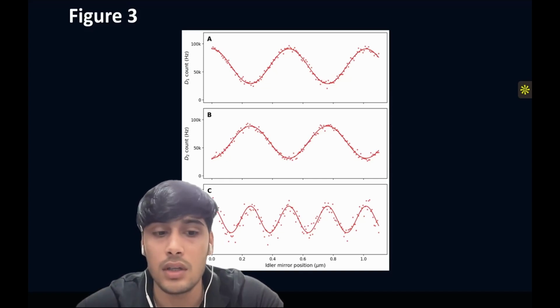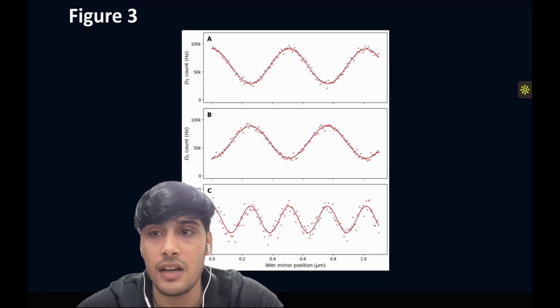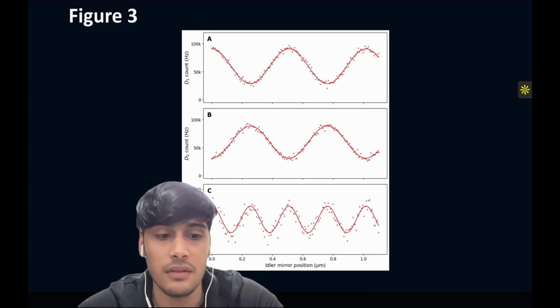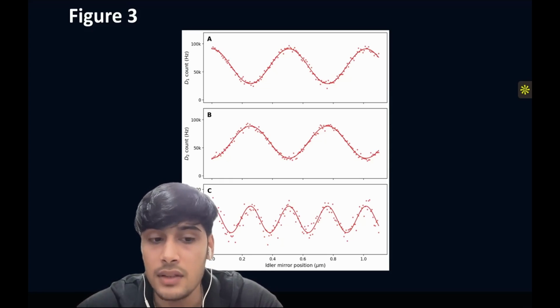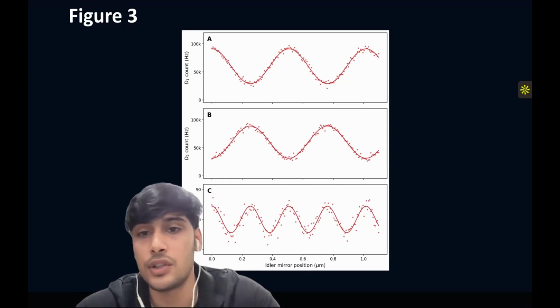Now, look at the bottom panel carefully and compare the x-axis scale with the panel above. The coincidence count rate, that is simultaneous clicks at both D1 and D2, also oscillates sinusoidally, but count the number of oscillations across the same 1.1 micron range. In panels A and B, you see roughly two full cycles.